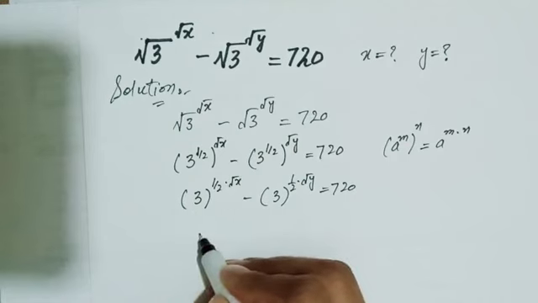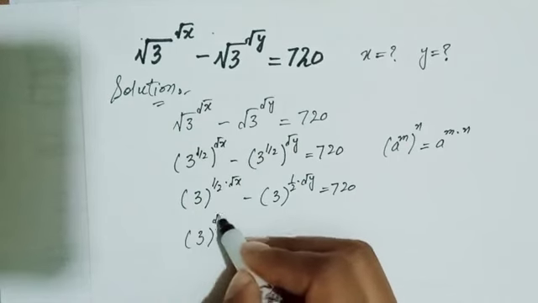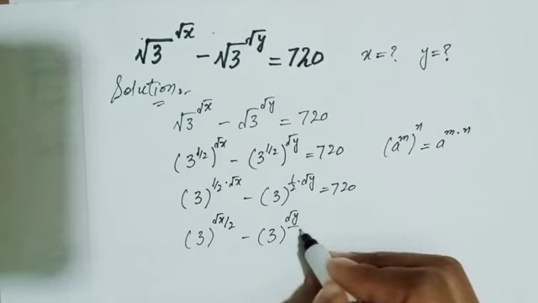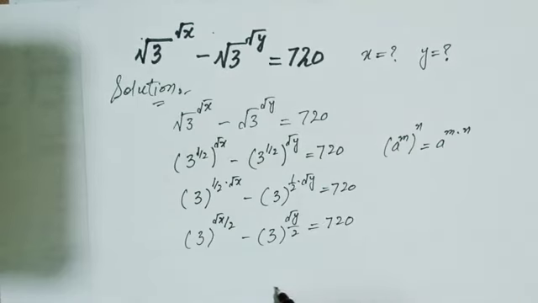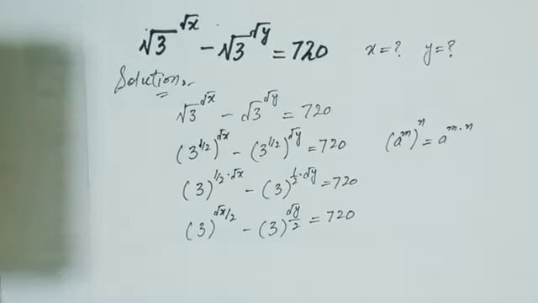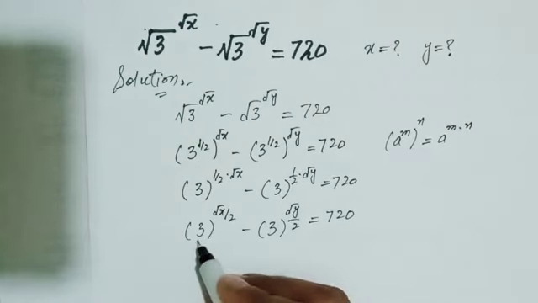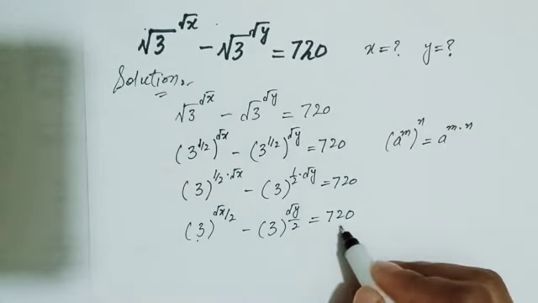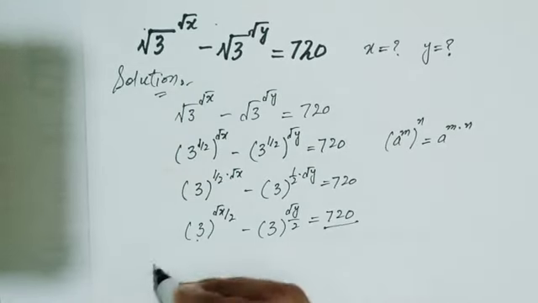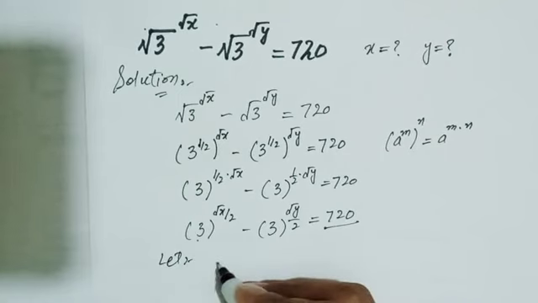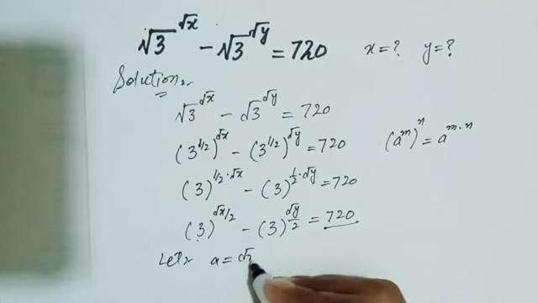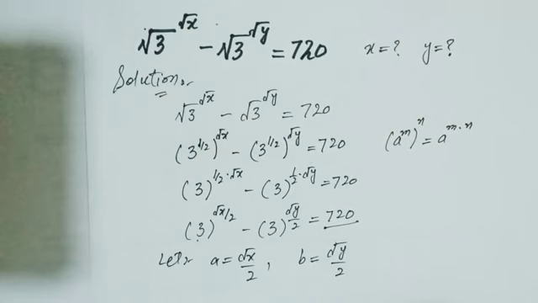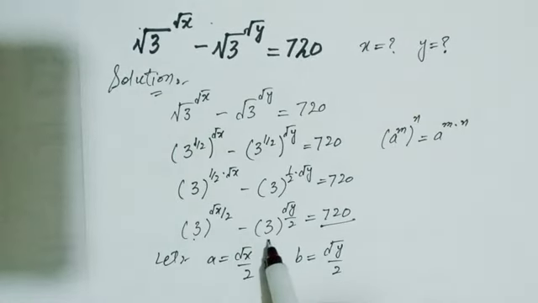So further I can write this as 3 to the power square root x by 2 minus 3 to the power square root y by 2, which is equal to 720. Here, because this is 3 again with a negative sign between them, and the answer is a positive number, I'm going to let a equal square root x by 2 and b equal square root y by 2.